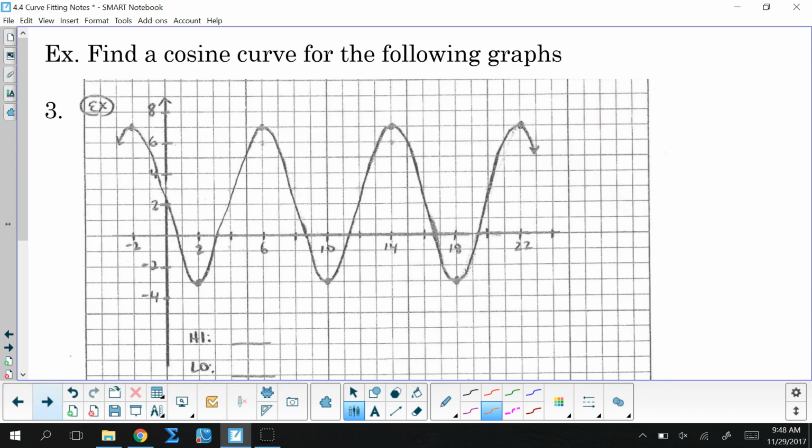You now turn the page, go to number 3, find me a cosine curve for the following graph. I don't know why it says graphs. It should just be graph.